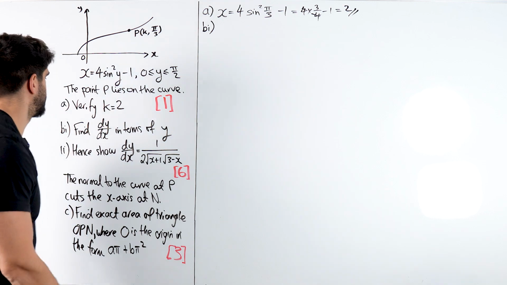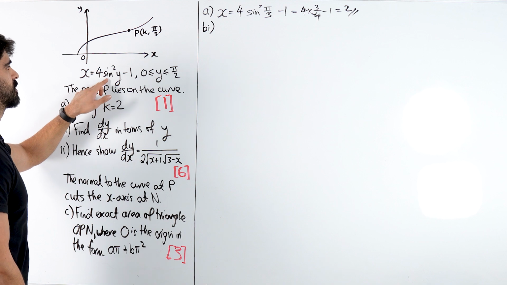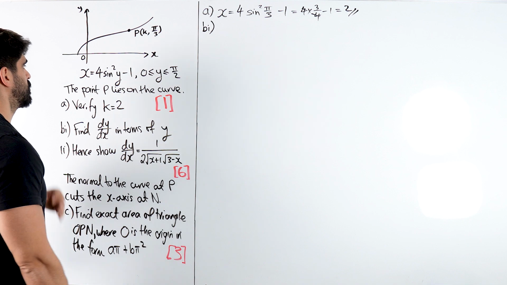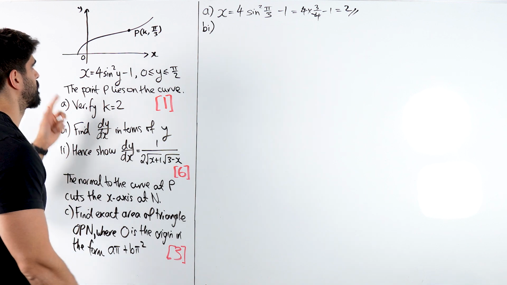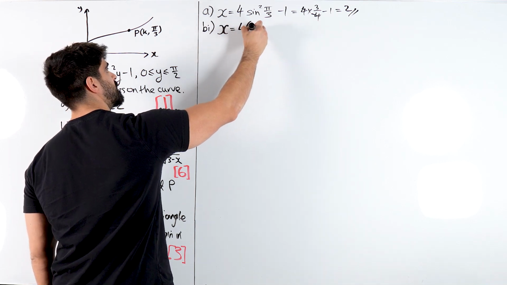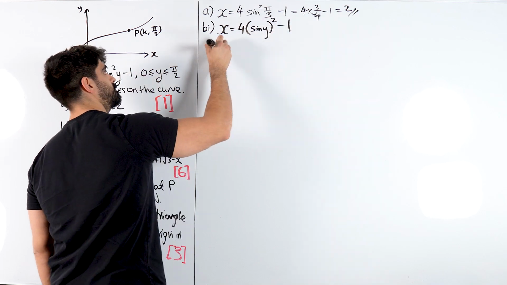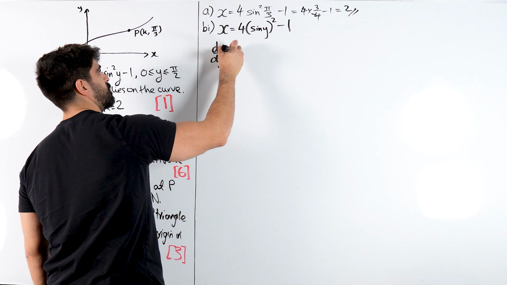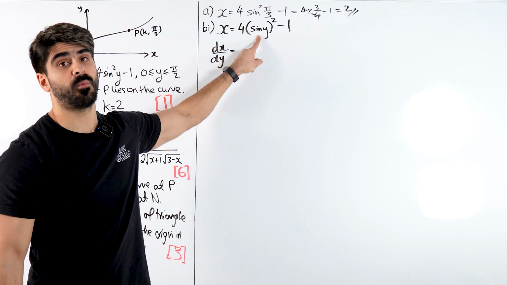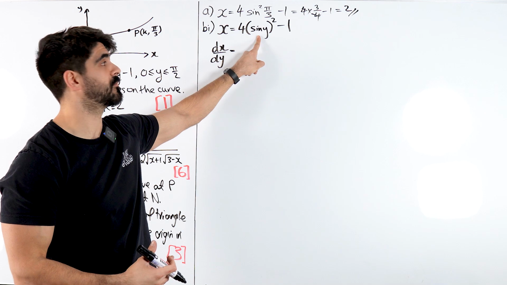Part b(i) is find dy by dx in terms of y. Now this is a power function. Whenever you see powers, you immediately think power function. So we have x equals 4, and you're going to rewrite it as sine y to the power 2 minus 1. And we're going to differentiate that with respect to y. So how do we differentiate power functions? The sine y, I call it the angle. You differentiate that first. You always differentiate what's inside the bracket first.